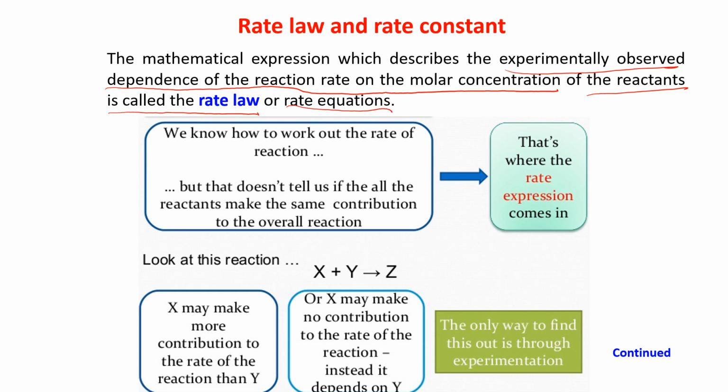See these boxes. Now we know how to work out the rate of a reaction. Rate of a reaction is proportional to the concentration of reactants. Okay, so we know how to work out the rate of a reaction, but that doesn't tell us if all the reactants make the same contribution to the overall reaction or not. As I told you, maybe all molecules will not take part.